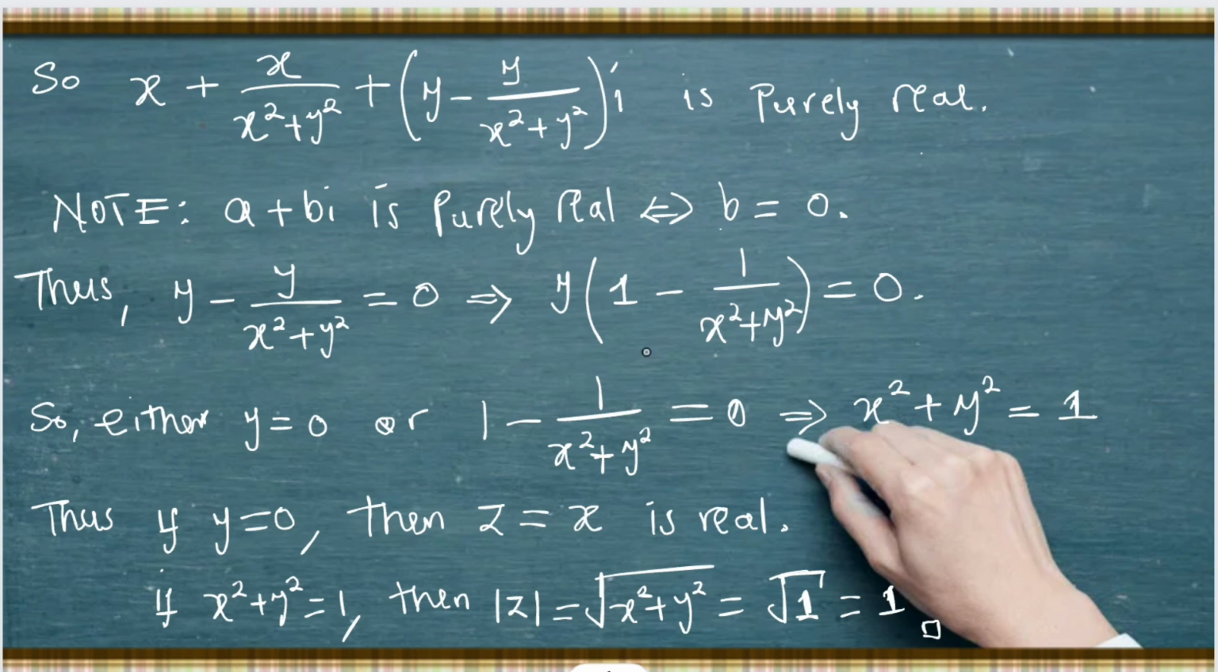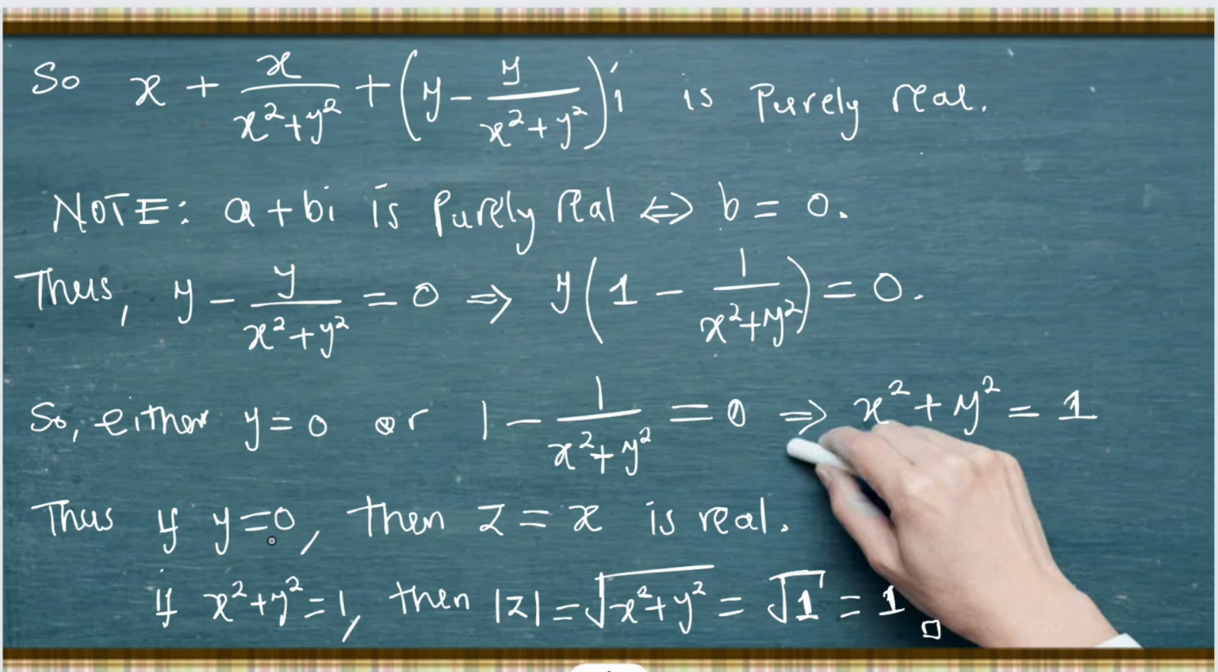Now this expression can only be 0 if either y is equal to 0 or 1 over x squared plus y squared is equal to 0. Now we can just make x squared plus y squared the subject of the formula, so that this is equal to 1. Now let us pick from the either here. Either y is equal to 0.